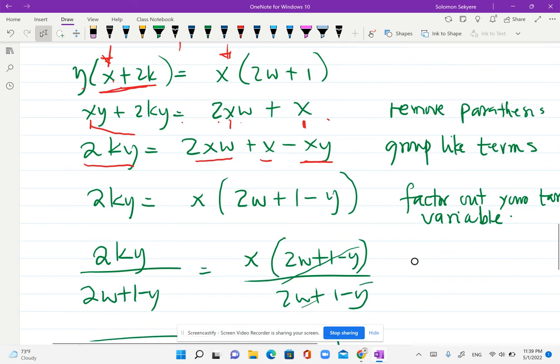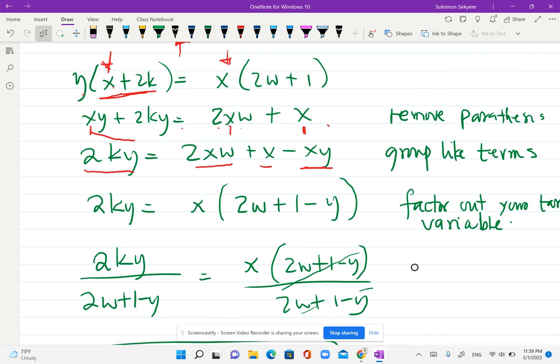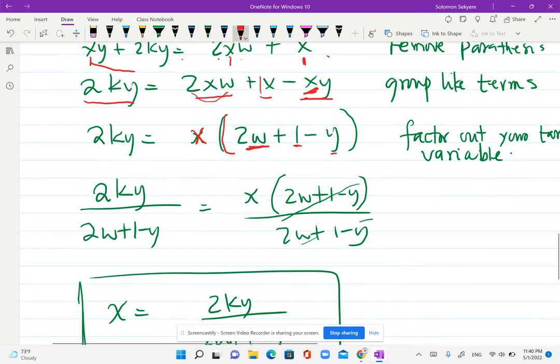So pay attention to the steps. You need to mark your target variable and group them on one side. I have 1, 2, 3. What can I do? I can factor out my target variable x, parenthesis. When I take x out, I'll be left with 2w here, plus this is 1x, so when I take the x out, I'm left with 1. And then when I take this x out over here, I'm left with negative y. So I factor it out.